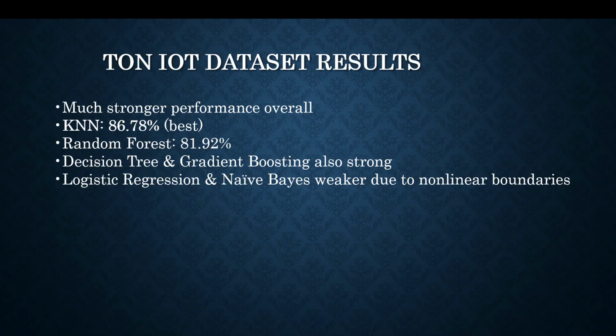Coming to the TON_IoT dataset results, the best accuracy I got was from KNN. It achieved 86.78%. This makes sense because the dataset is fully numerical and dense, which suits distance-based models. Random forest also performed well with 81.92% accuracy. Decision tree and gradient boosting were also strong. Logistic regression and naive Bayes did not perform well because the dataset contains nonlinear patterns that these models cannot capture effectively. Overall, TON_IoT clearly favors models that rely on distance metrics or ensemble decision boundaries.